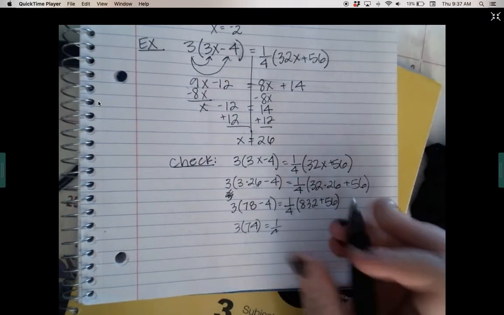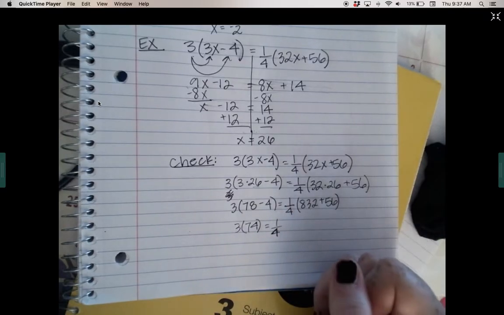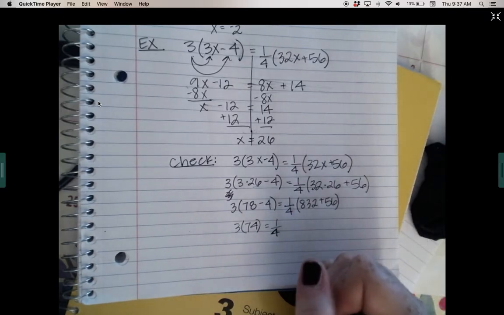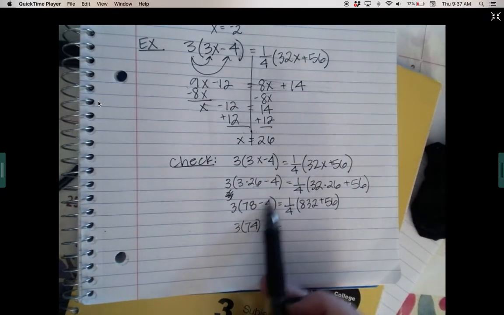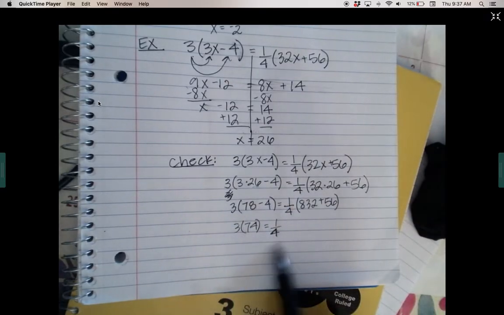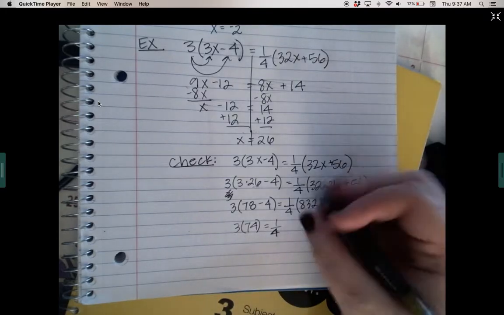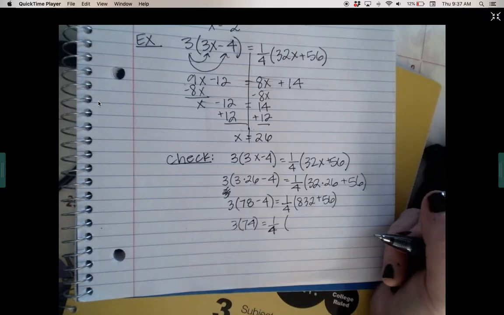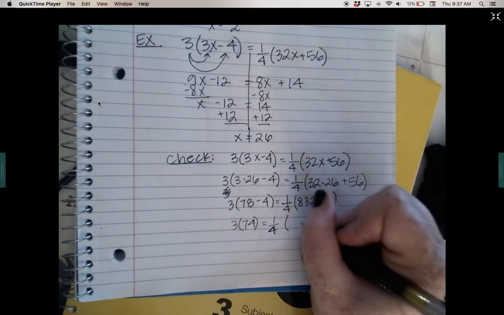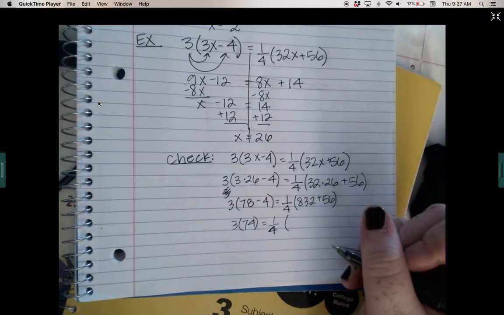I know that if I was doing this by myself, not in front of you guys, I would be skipping steps because I would have typed this in the calculator and I wouldn't do it all separately. So I realize that when you do it yourself, you might not chunk it out this slowly. 832 plus 56 is 888.